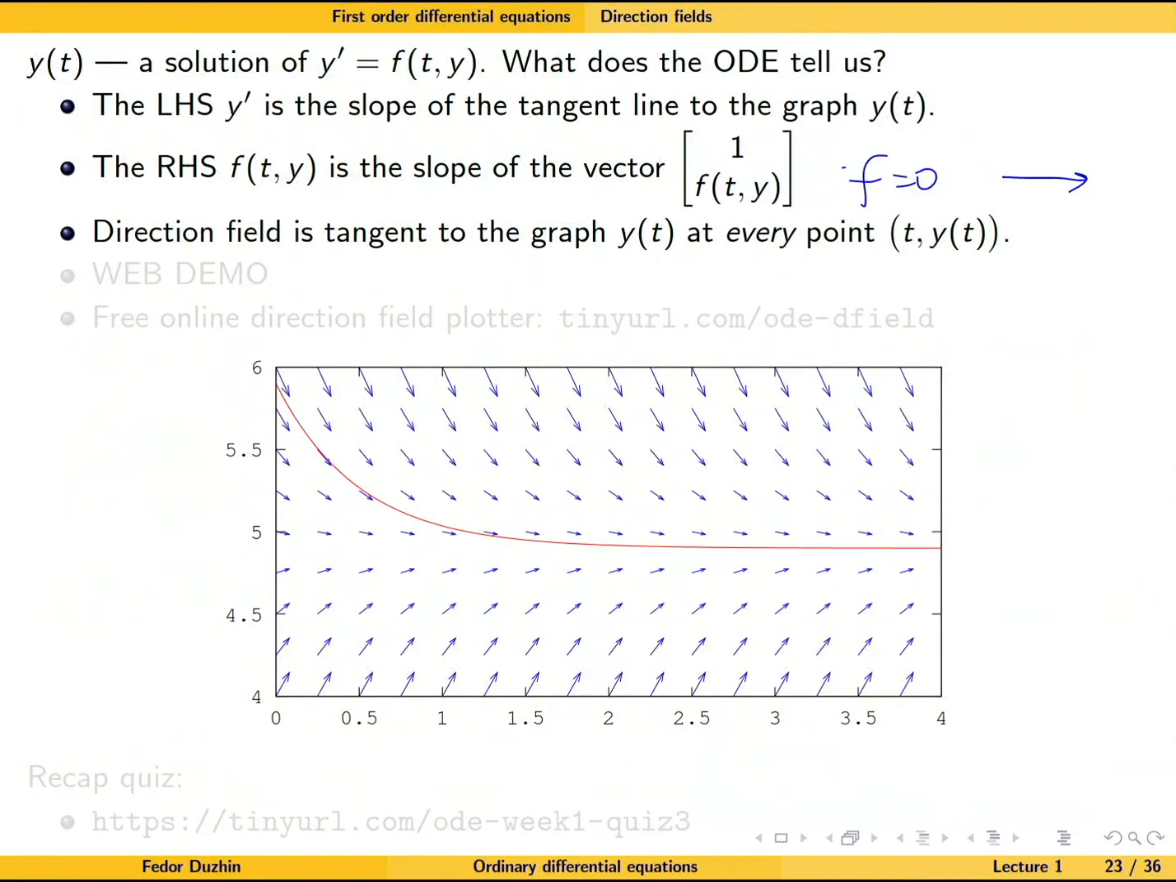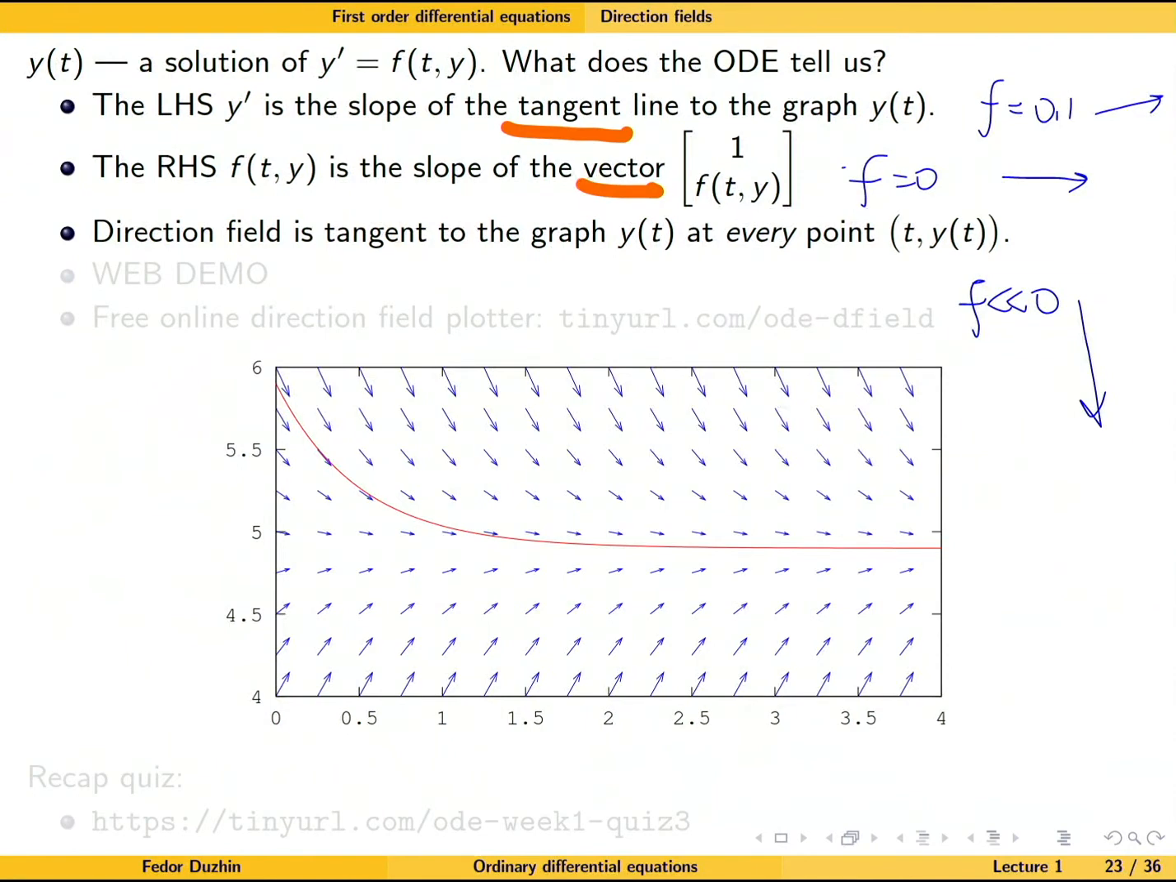The slope is 0. So if f is say some small number, then we are going to see an arrow of a small slope. If f is say a large negative number, then we are going to see a steep arrow down, and so on. But it is important that the direction field is tangent to the graph of the function y of t at each point. So why is it? Because the slope of the tangent line is the same as the slope of this vector.